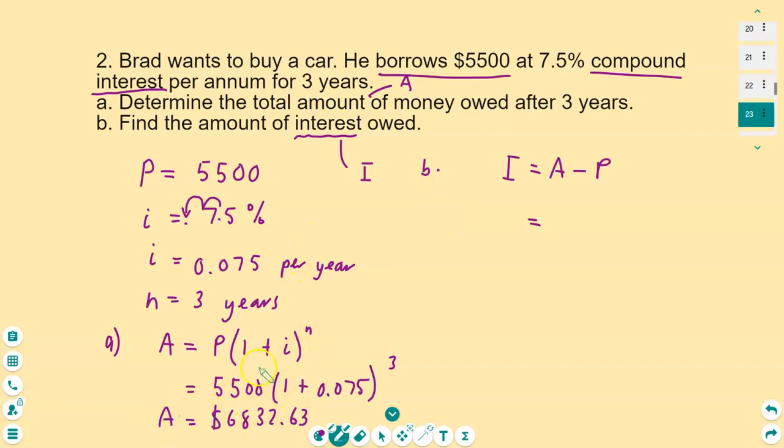A was from back here. They usually, they can step you through the question. So don't forget the variables that you've already found. So I've got A as $6,832.63. Take away his principal, which we know was what he borrowed, 5,500, into our calculator. 1,000, oh, make it a dollar sign, $1,332.63. That's the total interest he owes. Okay.